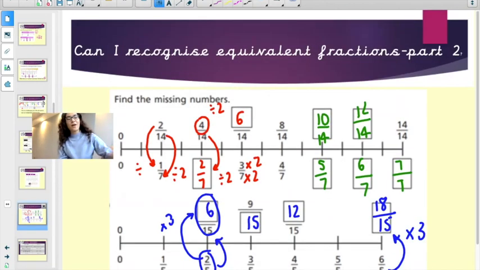So that is it for our maths lesson for today, boys and girls. It was to recognise equivalent fractions. So hopefully what you've been able to see are some patterns here where you can say 4/7 is the same as 8/14. 3/5 is the same as 9/15.